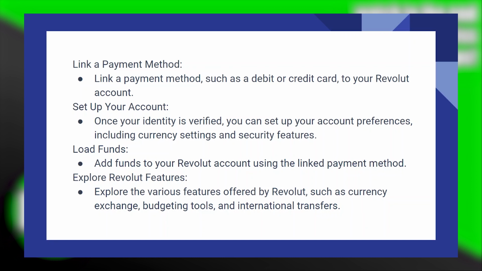Then, link a payment method. Now, link a payment method, such as a debit card or credit card, to your Revolut account. After that, set up your account. Once your identity is verified, you can set up your account preferences, including currency settings and security features.